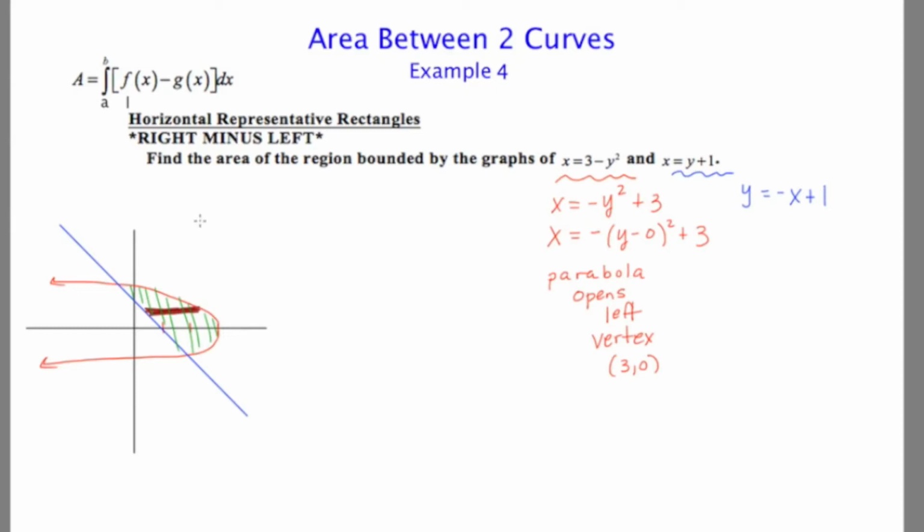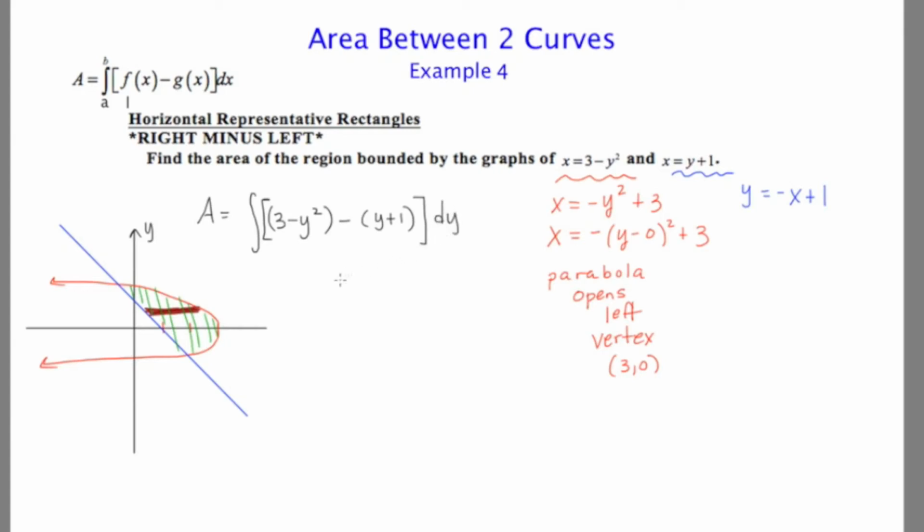To find this area, I'm going to set up the formula: area equals a definite integral. Now instead of being top minus bottom, it's going to be right minus left. And the right curve is the parabola, or 3 minus y squared. The left curve is the line, y plus 1. And the question that I've asked myself in the other examples was, which axis is this representative rectangle perpendicular to? If we were to continue this brown rectangle to the left, it would go through the y-axis. So it's perpendicular to the y-axis, which makes this a dy problem.